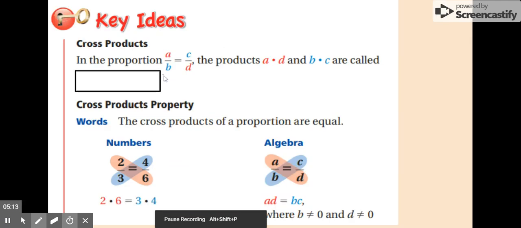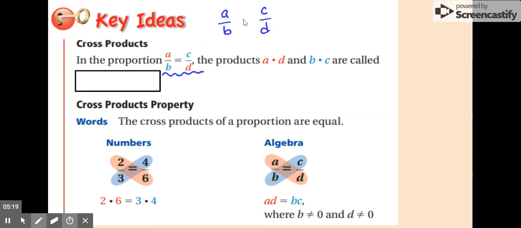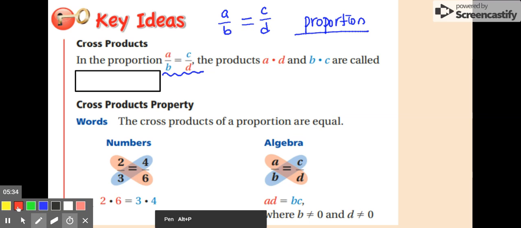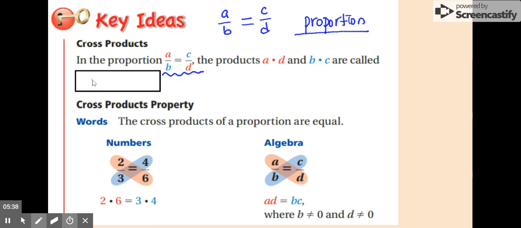So now, you guys, it looks familiar, right? We have a ratio and a ratio. When they're equivalent, we call them a proportion. This is what we do. And when you're working with a proportion, you may use this strategy because it's really, really important. And it's really easy. If you know this, you can save a lot of time.